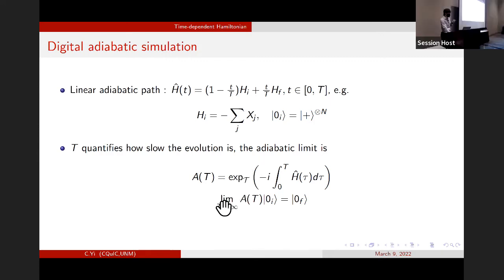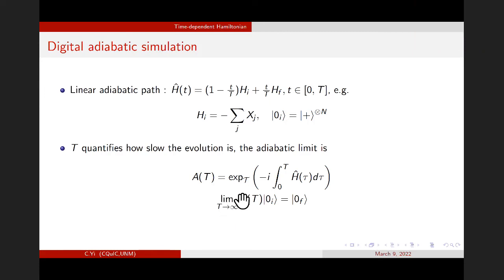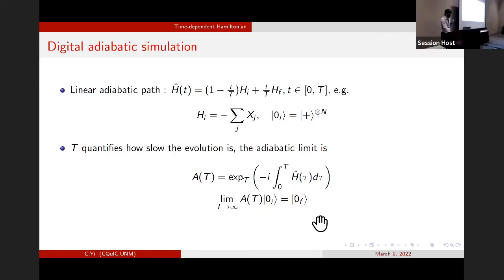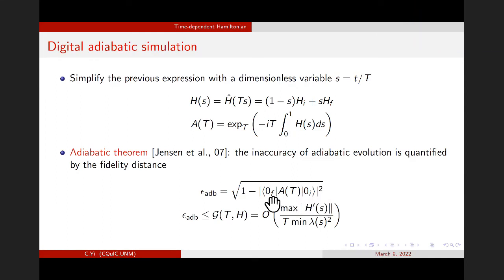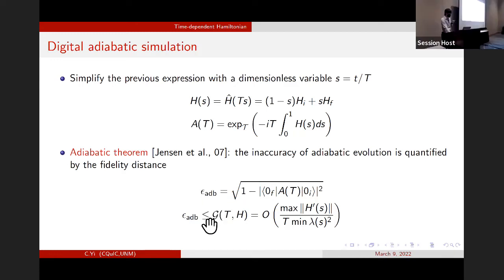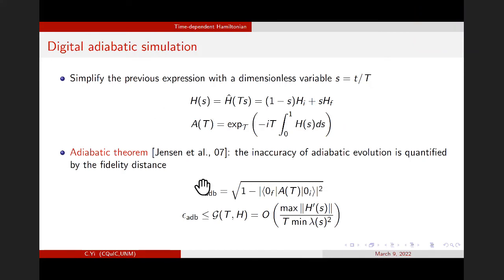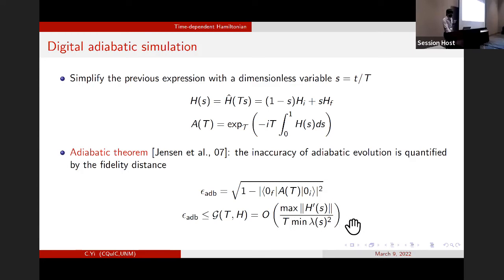But in practice, we can never set T as an infinite number. It can just be a very large finite number. So there must be some difference between the evolved state and the ideal state. And this error is quantified by the adiabatic theorem, which is a statement about the fidelity error between the evolved state and the ideal final state. So the adiabatic error can be quantified by a complicated function of T and H, where H is the normalized Hamiltonian. And approximately, in a simplified situation, it is proportional to H prime and inversely proportional to T times lambda, where lambda is the energy gap of this normalized Hamiltonian.